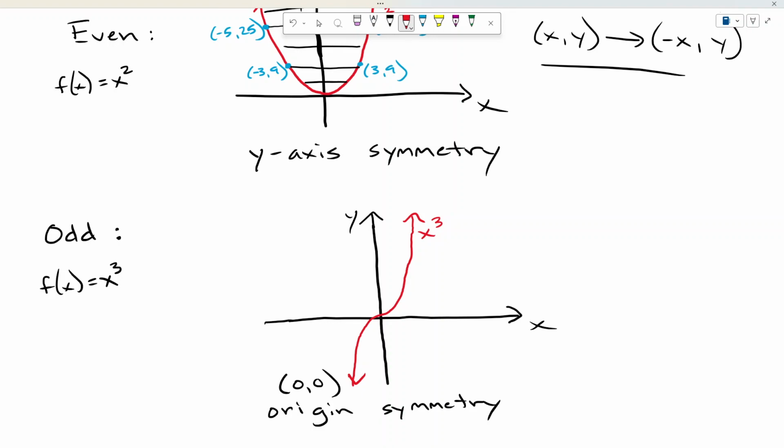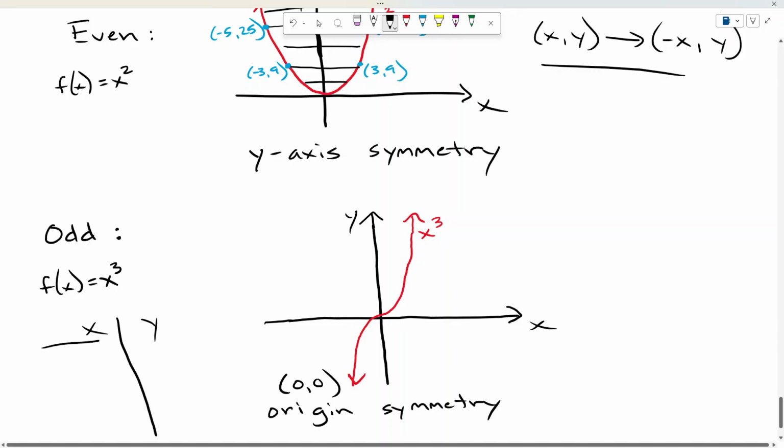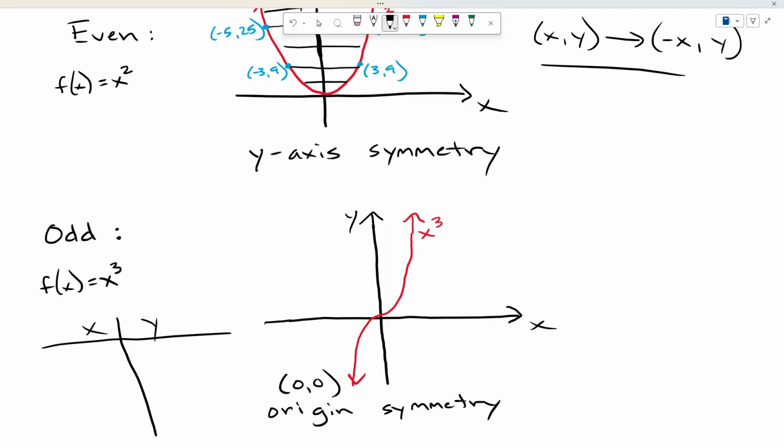And if we were to make a table of values, we would see our similar symmetry going on here. We'd end up with -3, which would get us to -27, and then -2 would get us to -8, -1, -1, 0, 0, and we'd end up with, would be flip-flopping.